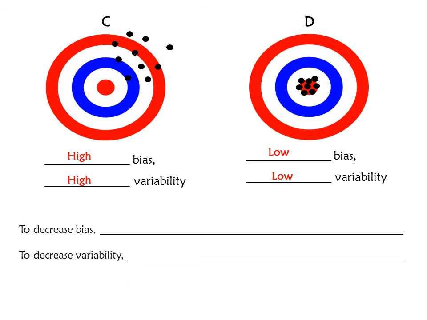So to decrease bias, we already know how to decrease bias. That is by taking a random sample. To decrease variability, we want to increase the sample size.